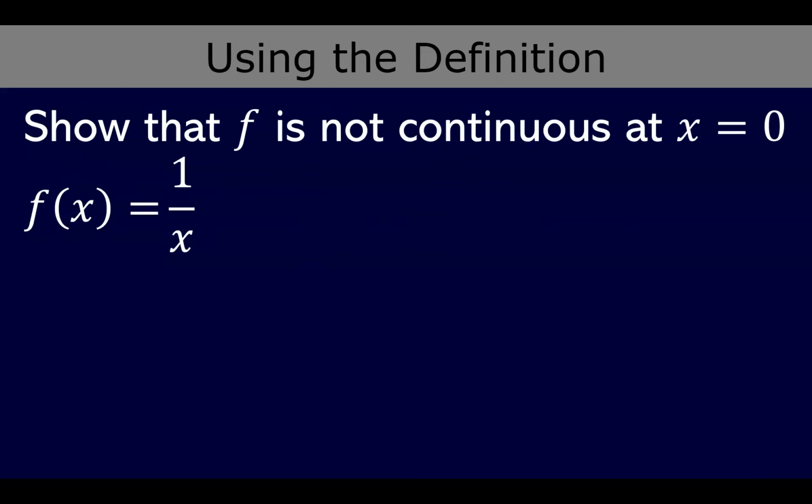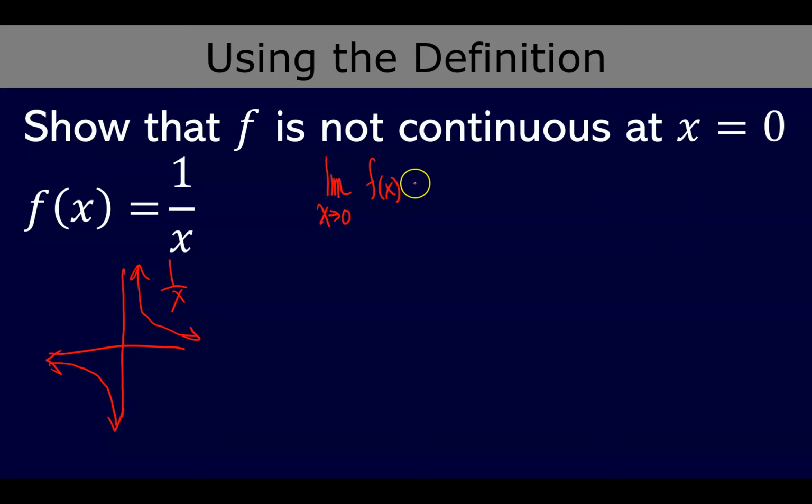All right, so sometimes you need to show a function's not continuous, and hopefully you know what 1 over x looks like. So there's 1 over x. I'm not used to this new computer. And f is not continuous at x equals 0. So I want it to be that the limit as x approaches 0 of f of x should be equal to f of 0. Well, we know that's not true.